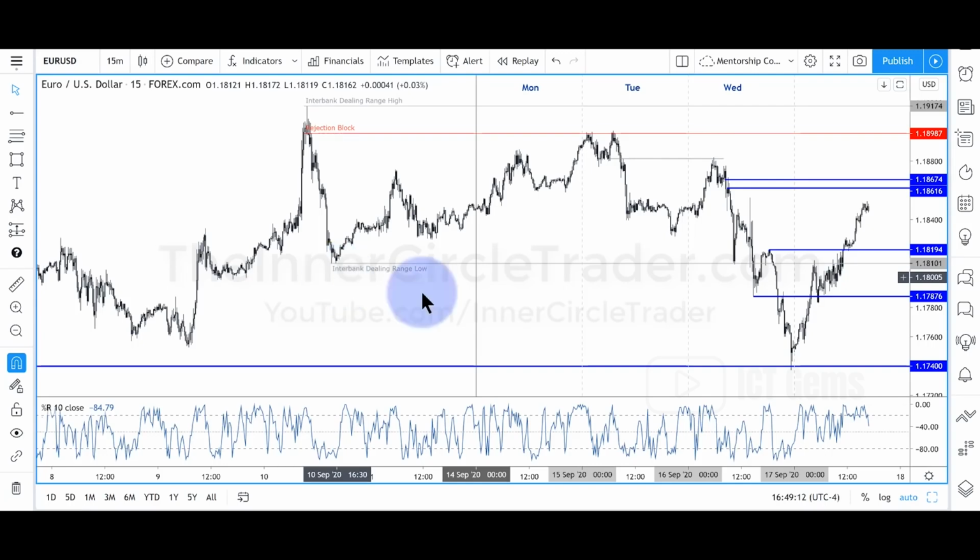Where's it going to draw to? 117.40. So the market trades up into that range here, not taking the high out. It's just moving into a deeper premium. And then what happens? The algorithm on Tuesday sets the high of the week.